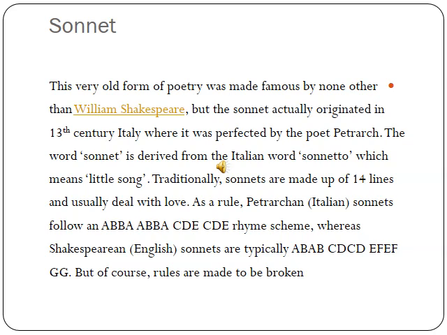Traditionally, sonnets are made of 14 lines. 14 lines, put that in your mind, and they usually deal with love. As a rule, Petrarchan Italian sonnets follow an ABBA, CDE rhyme scheme.